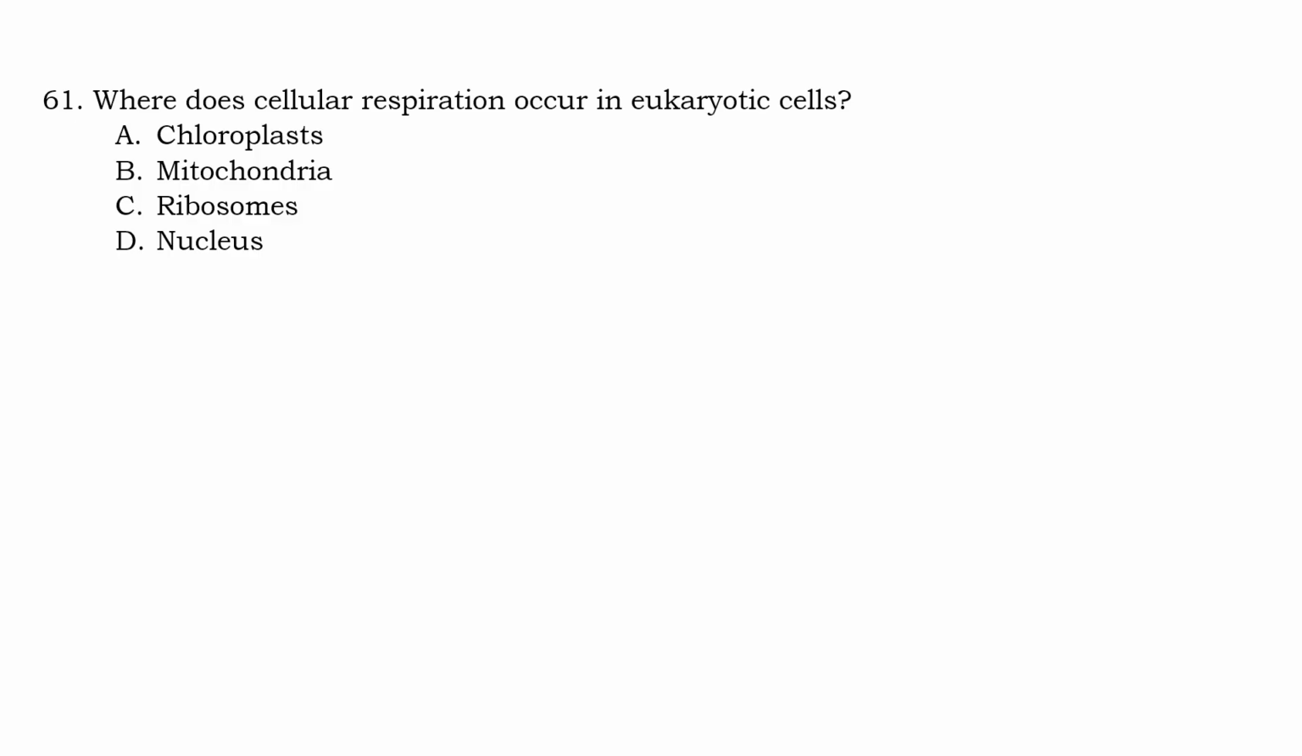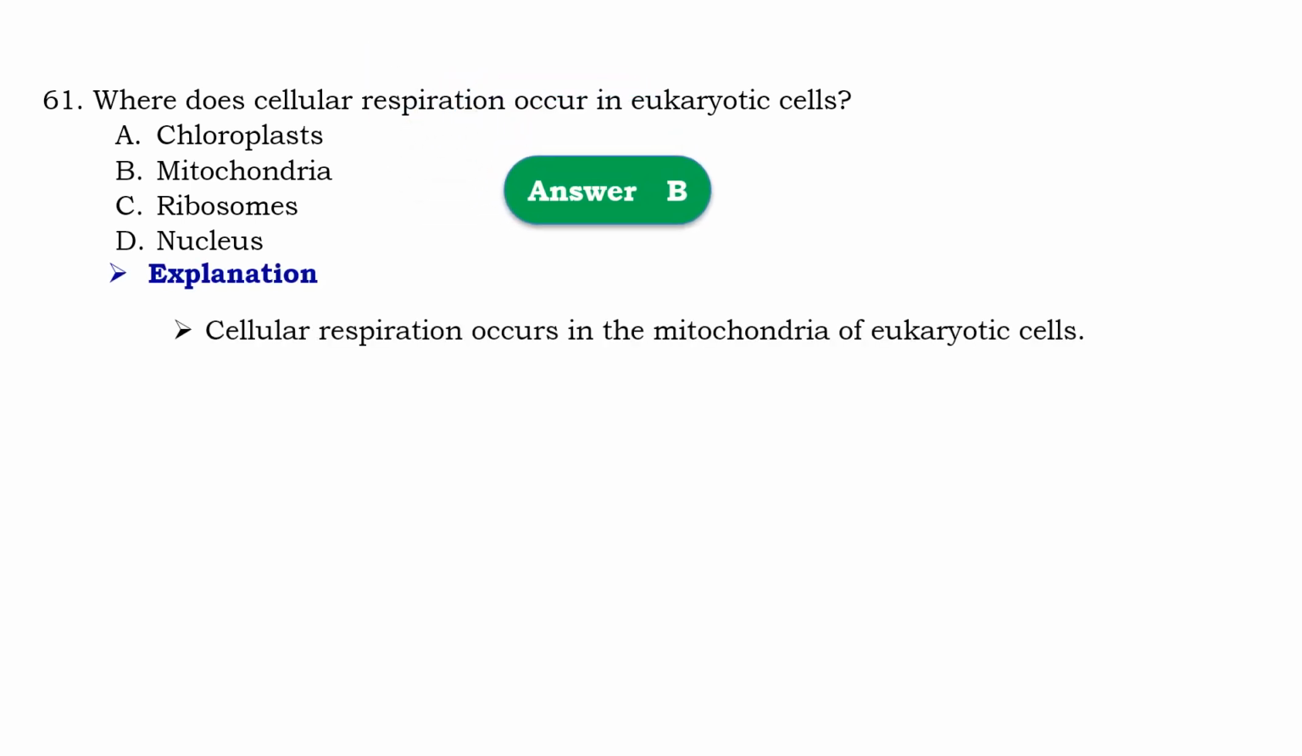Question number 61. Where does cellular respiration occur in eukaryotic cell? So that should be B, mitochondria. Means that cellular respiration occurs in the mitochondria of eukaryotic cell.